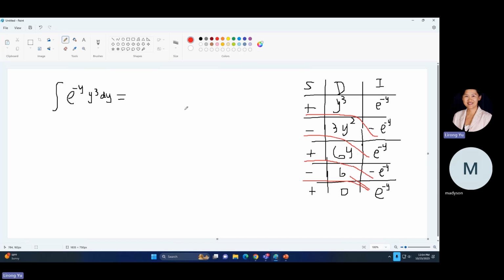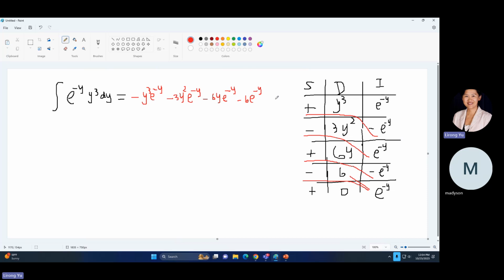So the answer to the question is going to be negative y cubed e to the negative y. And then this is negative again: negative 3y squared e to the negative y. Negative 6y e to the negative y. And lastly, negative 6 e to the negative y. That's the antiderivative. I just want to come up with an antiderivative a little bit faster.